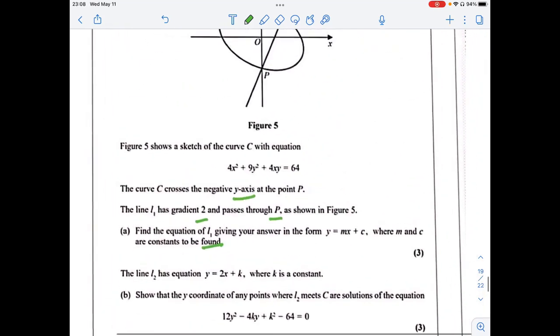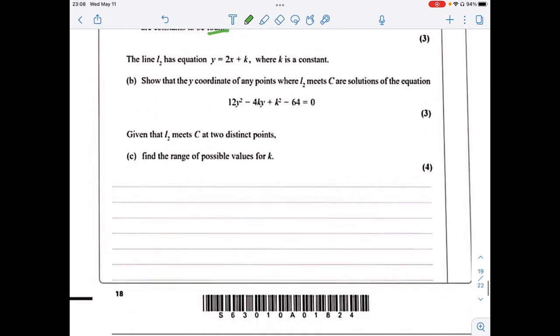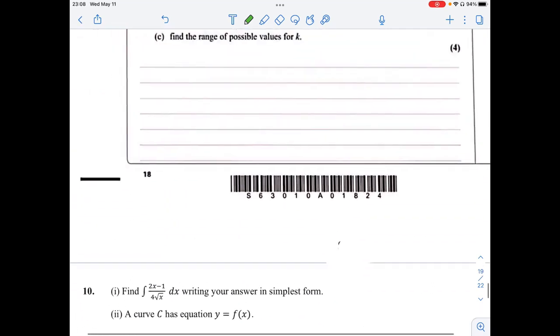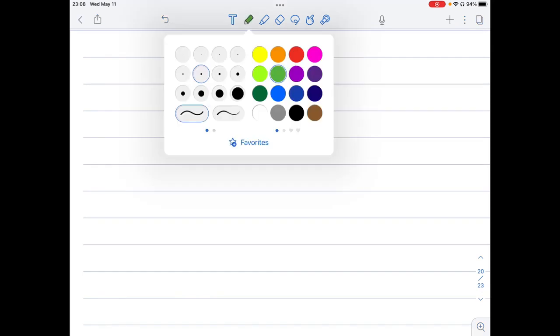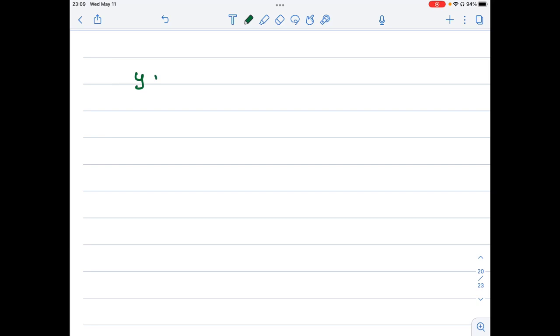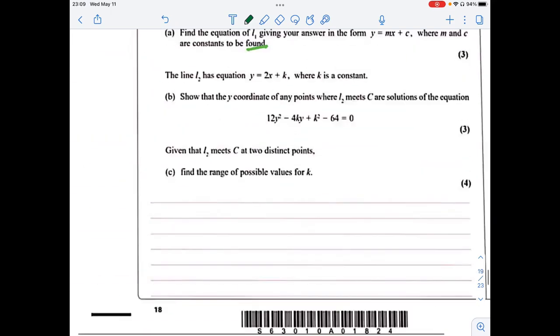So y-axis means x is equal to 0. Let me add a page over here. Y-axis means nothing but what? X is equal to 0. It does mean x equal to 0. Plug in x is equal to 0. So you will be getting it out.